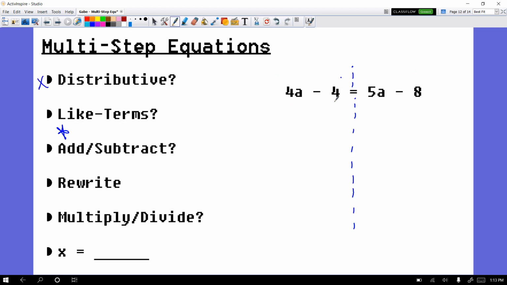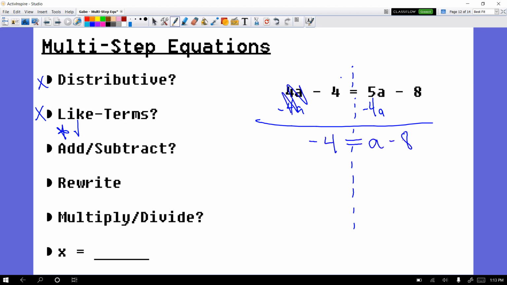Like terms. On this side of the problem, there's nothing I can combine. I can't put 4a and minus 4 together. I can't do 5a minus 8. So no like terms. But I do see variables on both sides. So I'm going to move variables over to one side. Which is bigger, 4a or 5a? I'm going to move 4a just to avoid dealing with negatives. Negative 4 equals a minus 8.